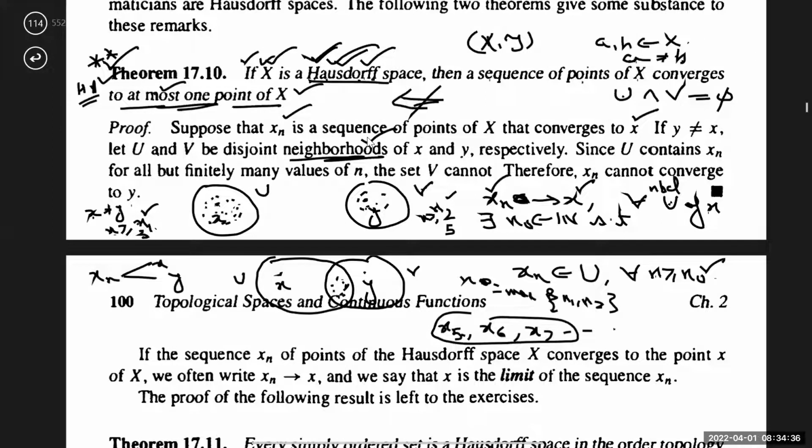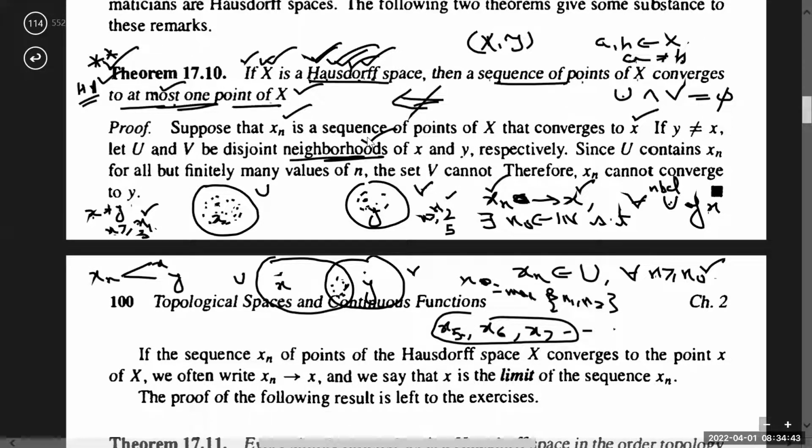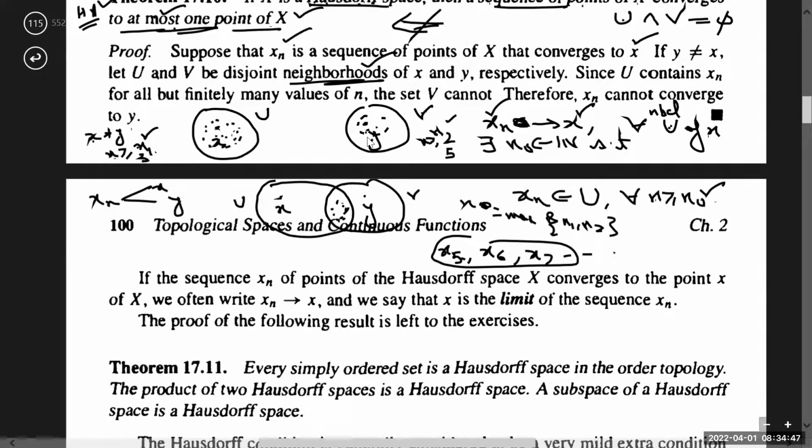So if your topological space is a Hausdorff space, then a sequence of points of x converges to at most one point of x. Now look at metric spaces and Hausdorff spaces. In a metric space you are given a distance function, so if you take two points x and y, measuring the distance between them, I can always make balls around them of half or one third of that distance, which are disjoint. So this is the reason why in a metric space whenever a sequence converges it will converge to at most one limit. So in metric spaces the convergence limit is always unique, but in a topological space it may not be unique; it may converge to each of the members. Now if the sequence xn of points of the Hausdorff space x converges to a point x of x, we write xn converges to x and we say that x is the limit of the sequence xn.